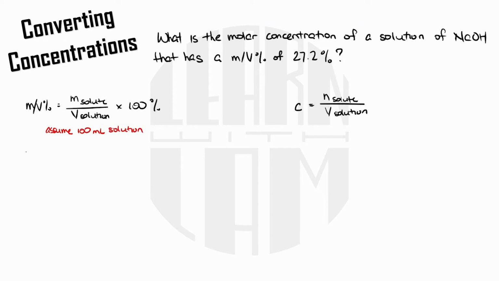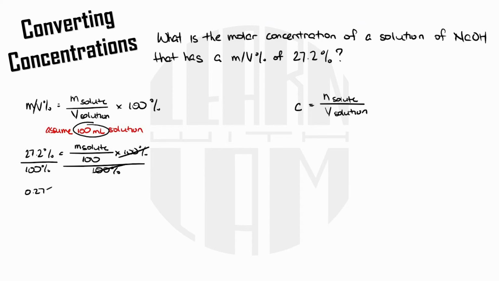So I've been given 27.2% as my mass volume percent, and I know that equals mass of solute over volume of solution, which I have assumed is 100 milliliters. I've left out the unit in the calculation because it ends up looking a little weird at the end if I leave it in, but don't worry, everything's going to work out. Now, I divide both sides by 100%, and that leaves me with 0.272 equals mass of solute over 100. I'll multiply both sides by 100 now, and that gives me 27.2 as my mass of solute.